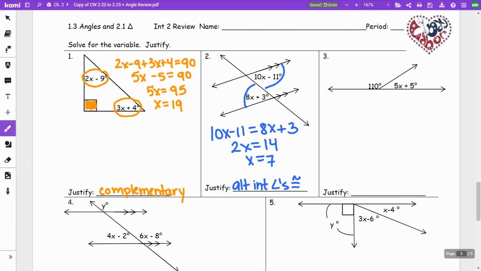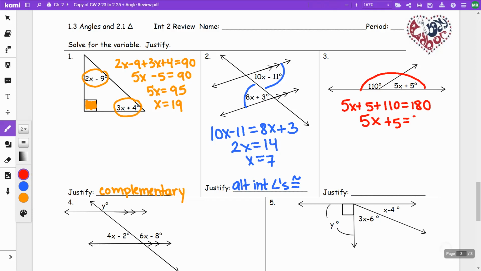On the next problem, we have a linear pair, and these are going to add to 180. So I'm going to have 5x plus 5 plus 110 is equal to 180. So I'm going to have 5x plus 5 is equal to, let's say, 70. We could have also written that right away. And so 5x is equal to 65, and x is going to equal 13. This is a linear pair, and that means that they're going to add to 180 degrees.